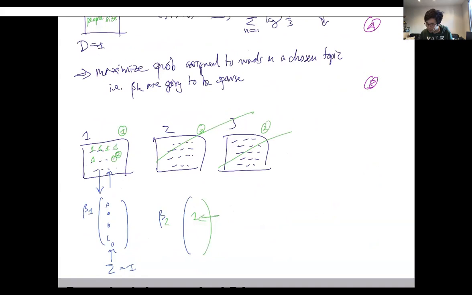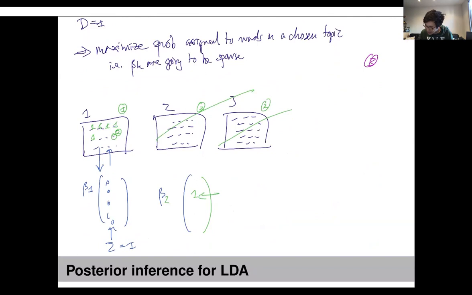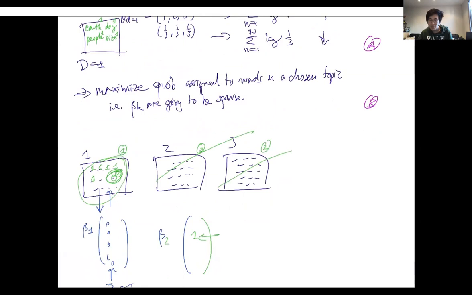But this only works if I have sparsity, and if I can be not crude about which words I assign to which topics. But by maximizing the topic proportions, I'm being very crude here. I'm putting all the words into a particular topic, and that's not what I want. And so what you basically get is halfway: you find words that appear together, and you get a balance between these two ideas.